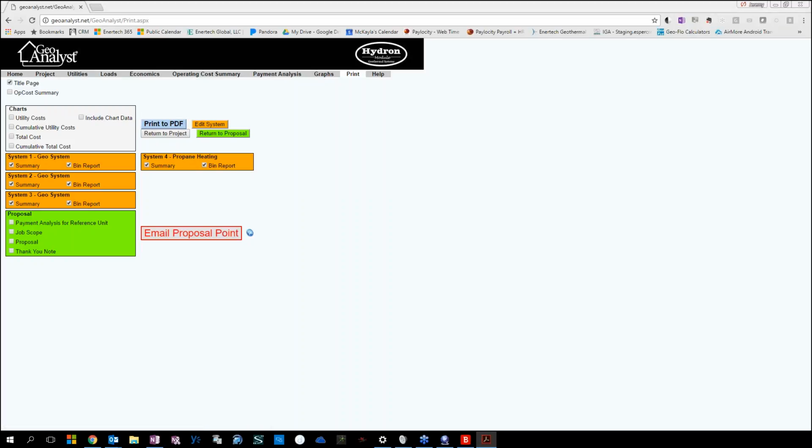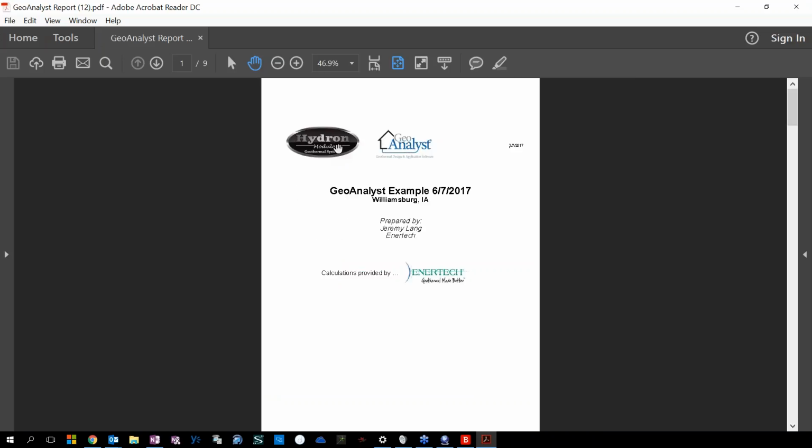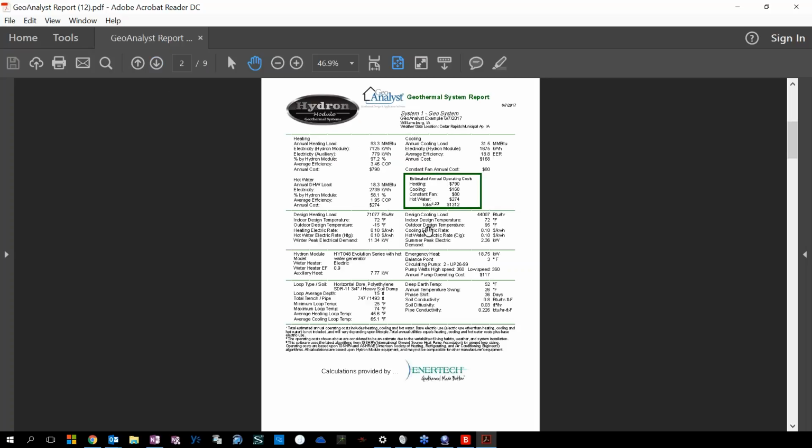What that's going to do is open up another little PDF screen here. We have a GeoAnalyst example. I've got the branded equipment brand here, and this logo is actually something I've put in there. You can put your own company's logo in there so that you're branded on this report. So we get a nice little title page. Here's a summary report for System 1.